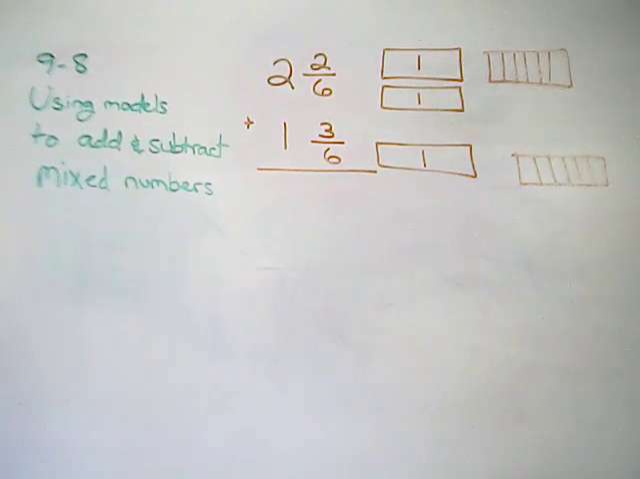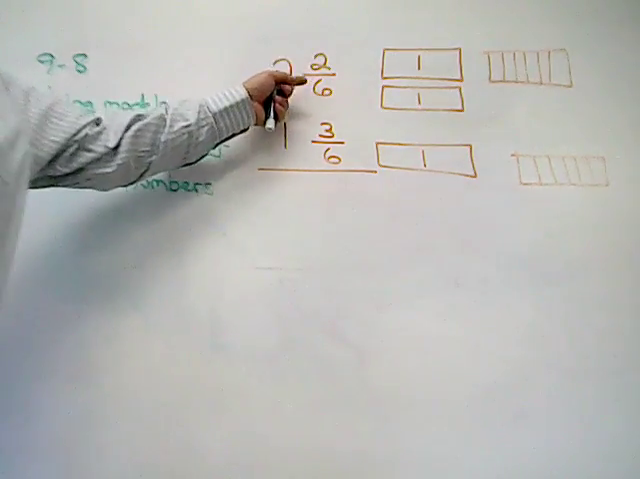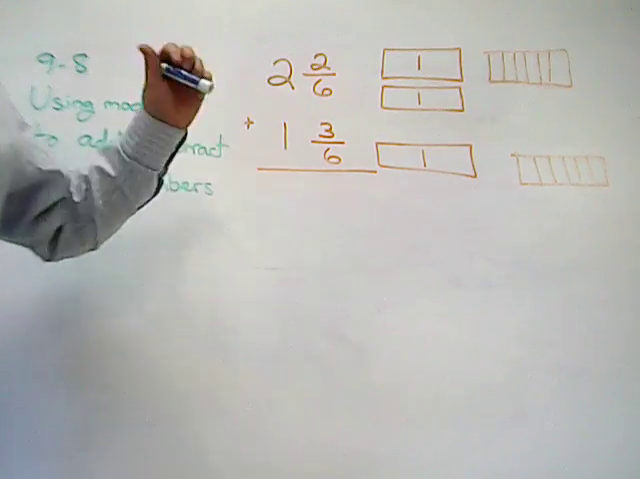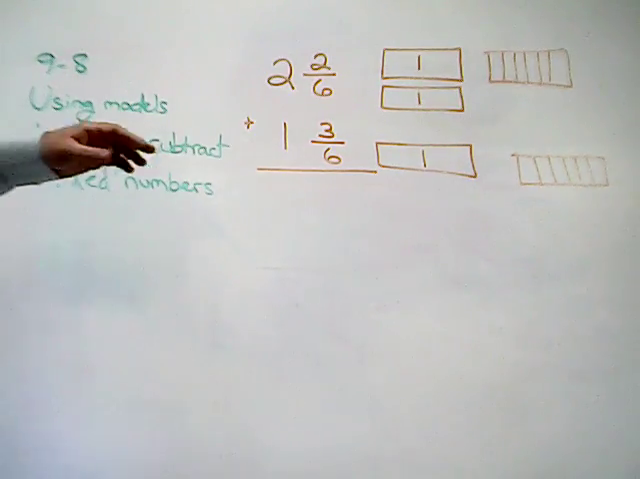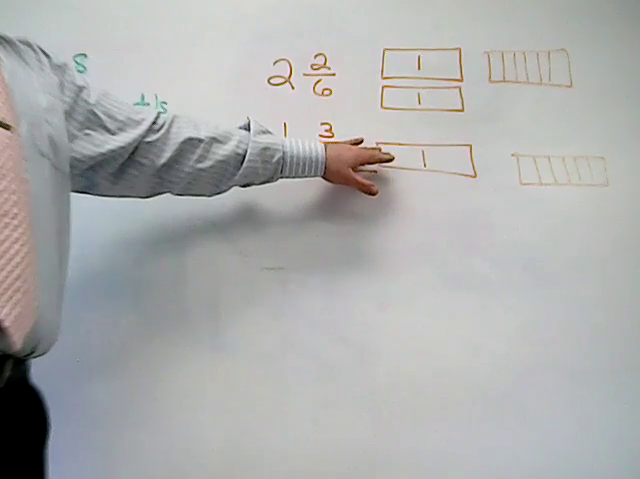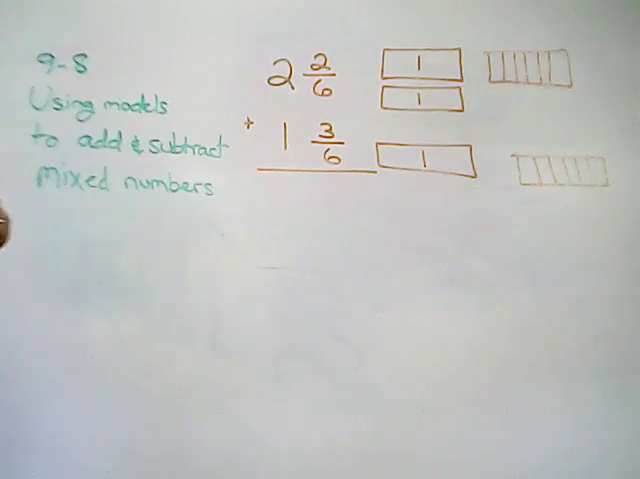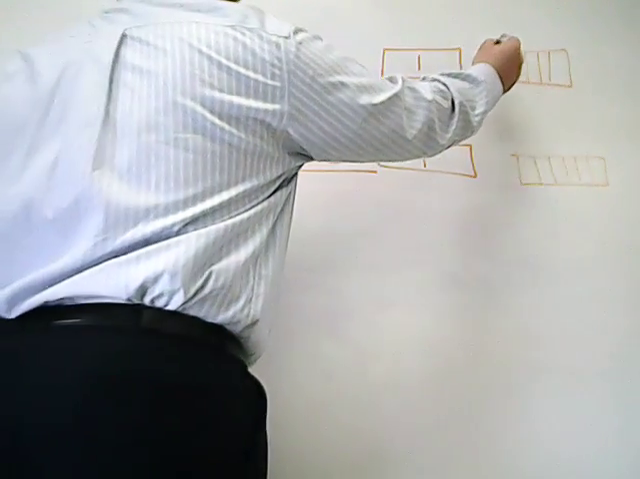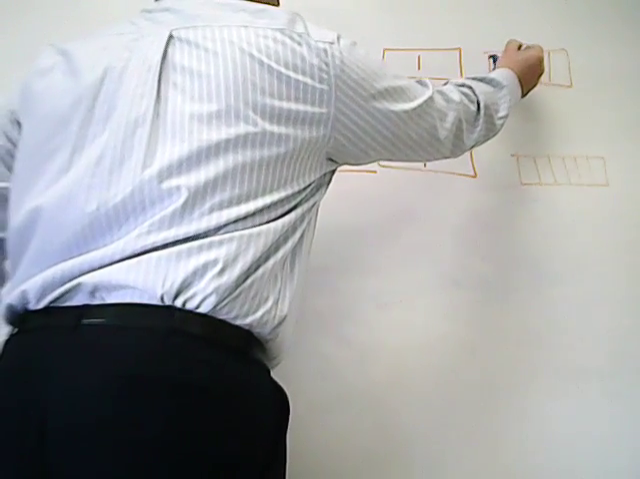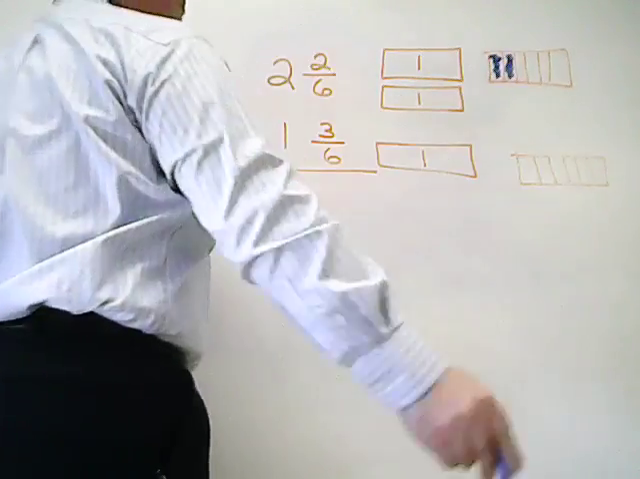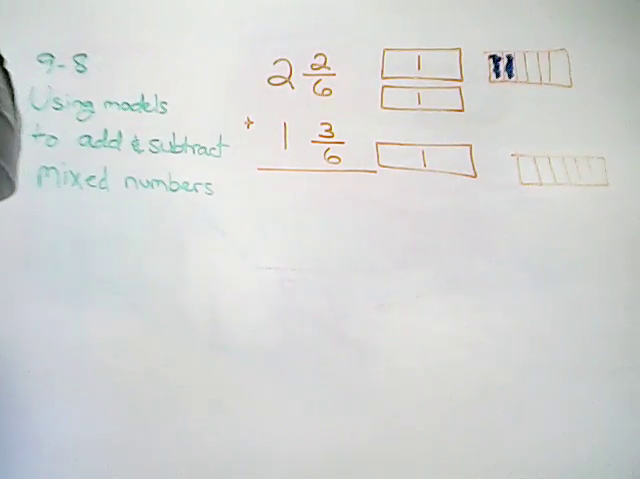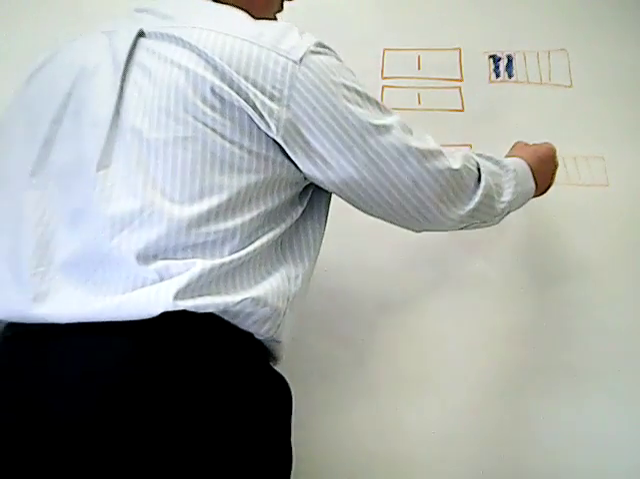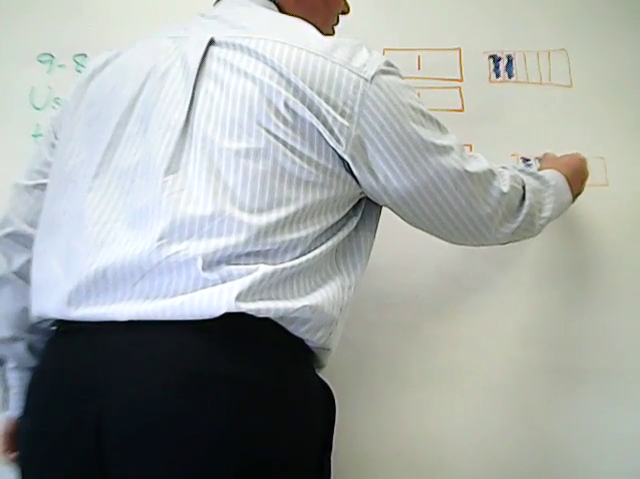As you see here, I have a problem, 2 and 2/6. To that, I'm going to add 1 and 3/6. I have model representations for my fractions here. I have two wholes, and then I need to color in 2/6 of my last figure. Then I have one whole, and I need to color in 3/6 of my figure.